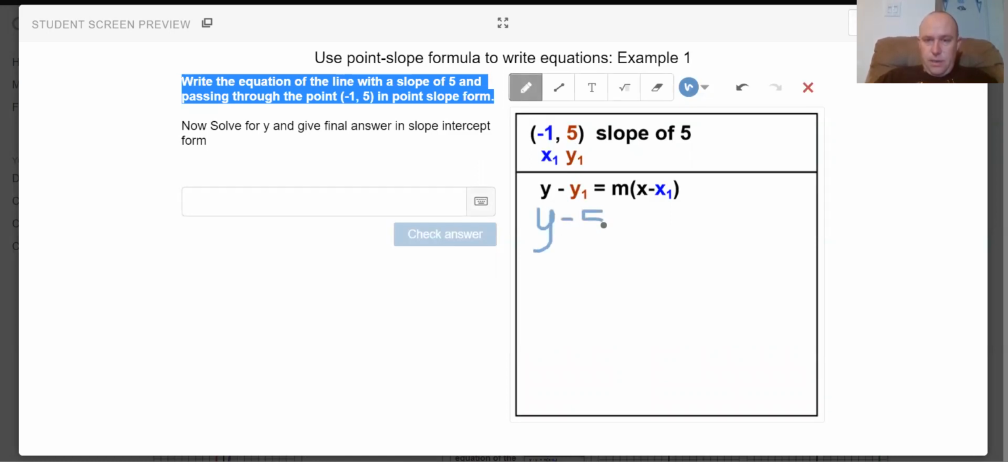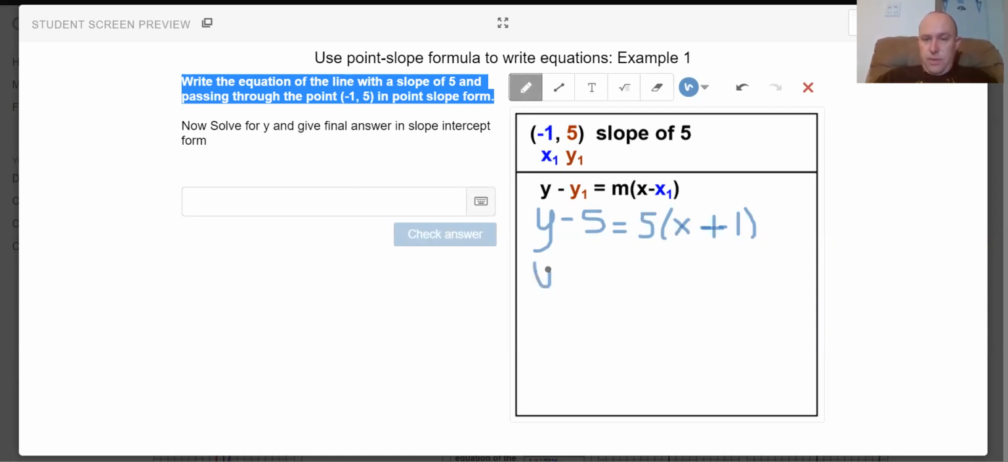So y1 is 5, and it equals the slope, which is 5 as well for this question, x minus. And there's an extra negative on this question as well, because it's -1. Now, when we have a case like this, where we have two negatives together, we should actually just combine it to make a positive. And from here, this is just going to be our algebra work. So this is actually in point slope form, but we really want our equation to say y equals.